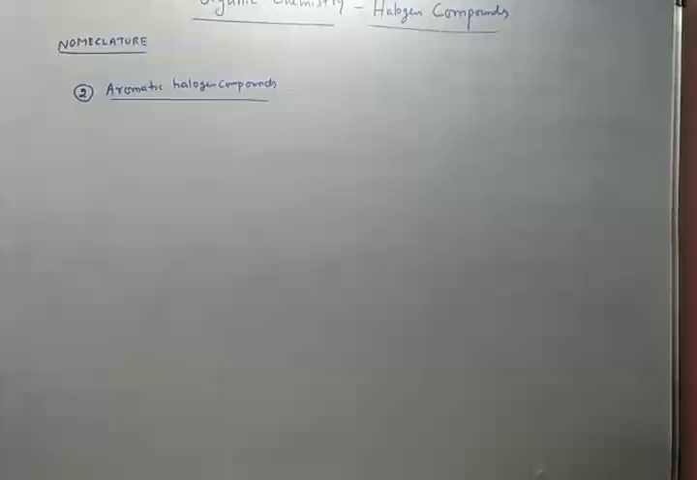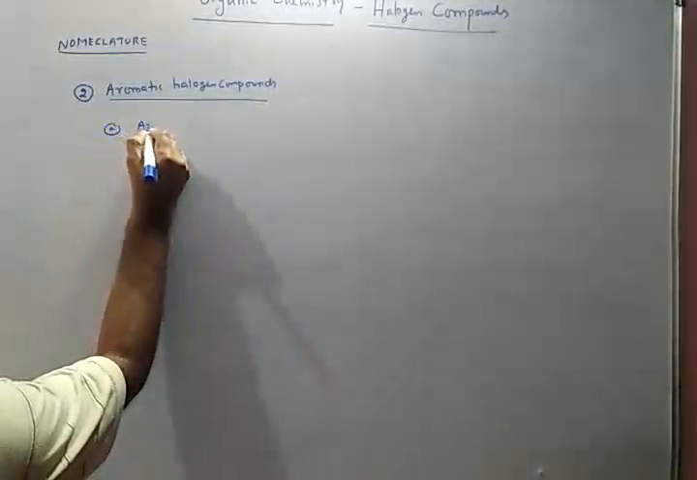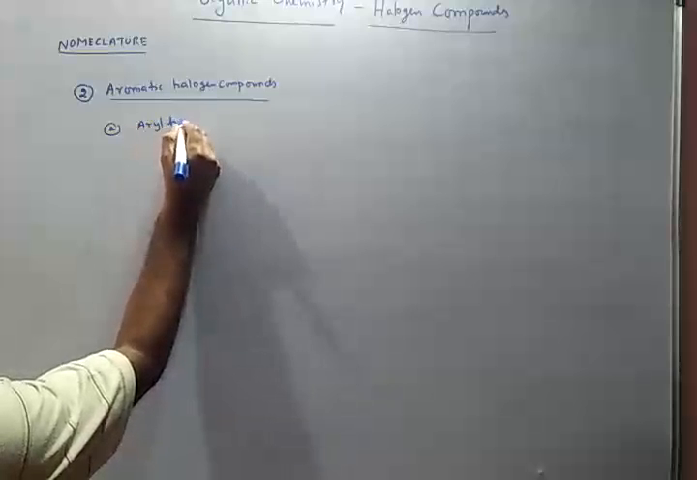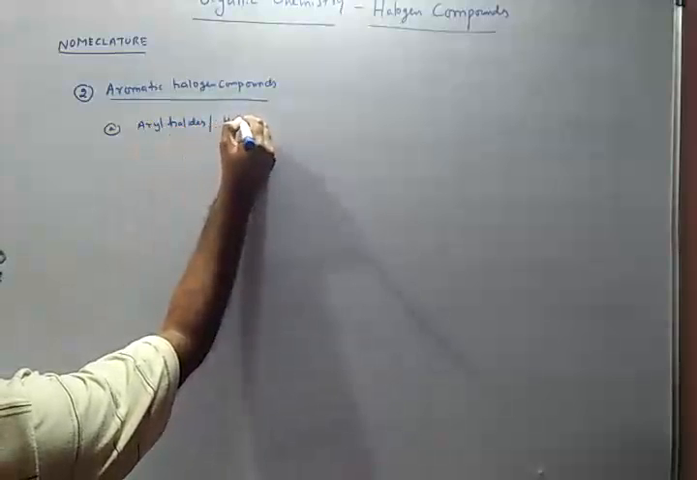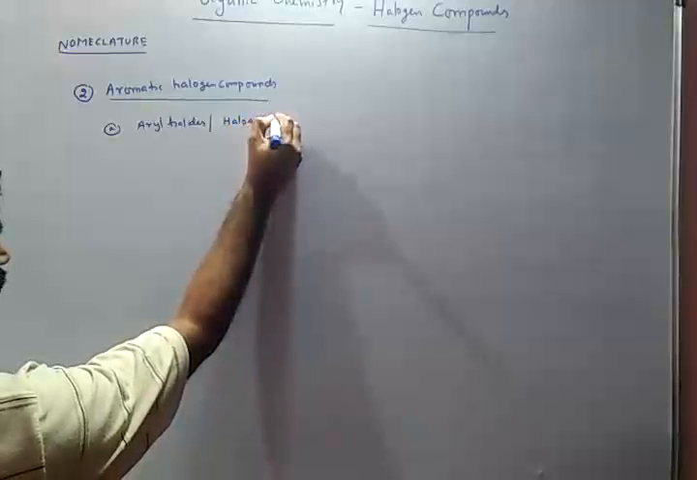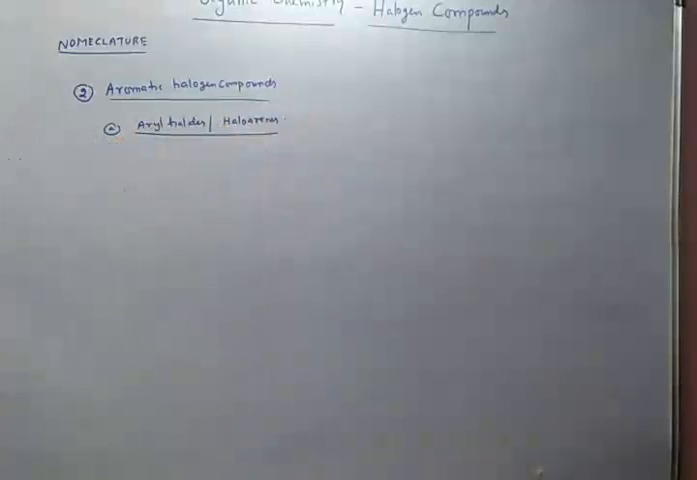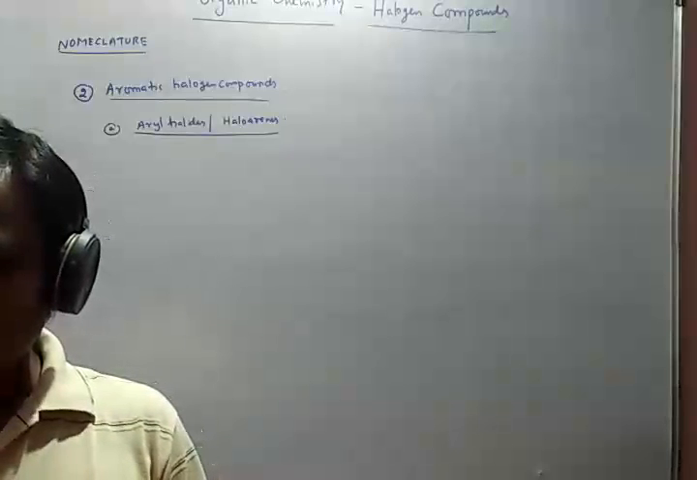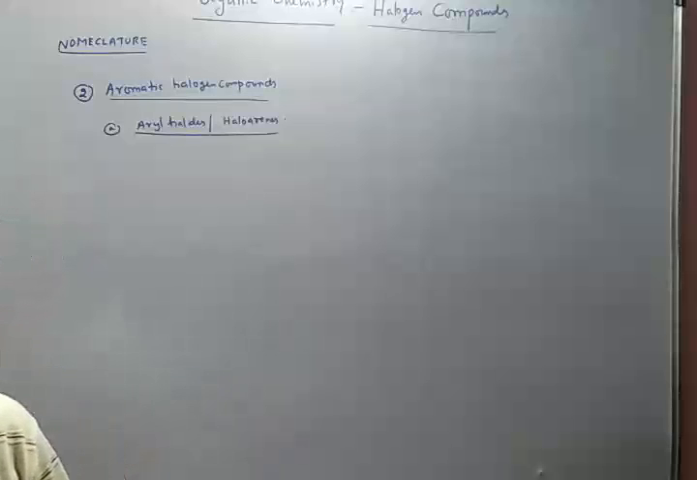In aromatic halogen compounds, I will cover a few particular main compounds, aryl halides. We can also call them haloarenes. On seeing this name itself, we can understand one thing, that a benzene ring is necessary for all these compounds. So these are the compounds in which the halogen atom is directly attached to the aromatic ring called benzene.